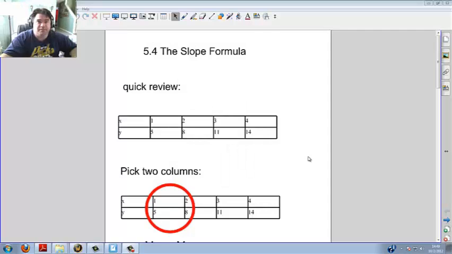Hi, welcome back to AT Math. Today, 5-4, the slope formula. Why? It's more fun than trying to pet this cat.